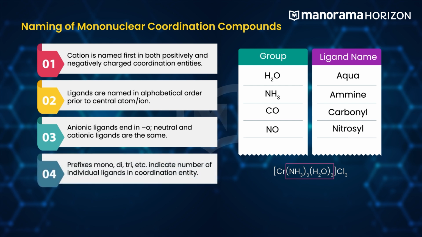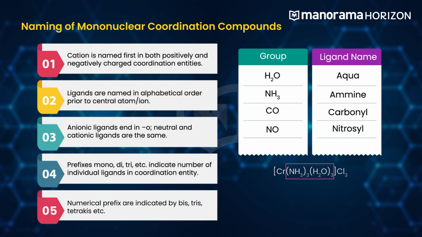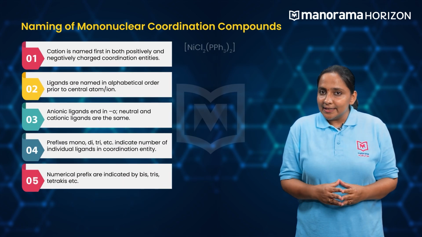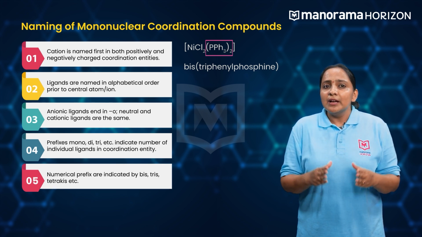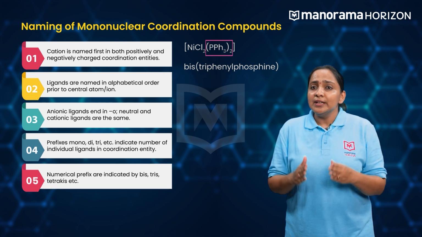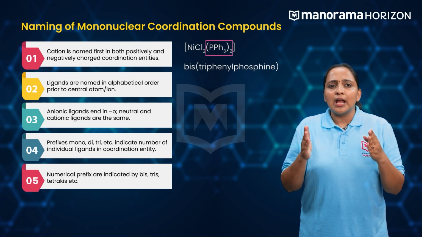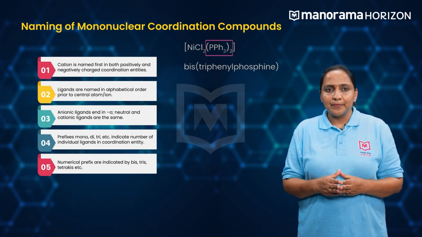The prefixes mono, di, tri, etc. are used to indicate the number of the individual ligands in the coordination entity. When the names of the ligands include a numerical prefix, then the terms bis, tris, tetrakis are used and placed in parentheses. For instance, here the ligand triphenylphosphine will be named bis(triphenylphosphine), showing that there are two triphenylphosphine ligands.